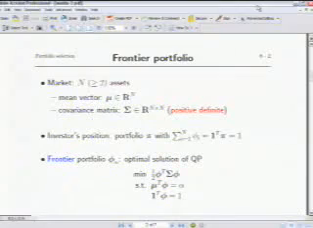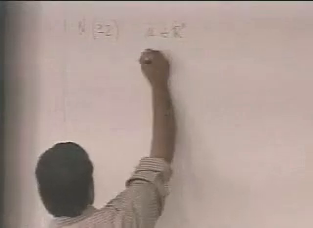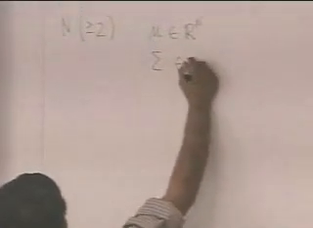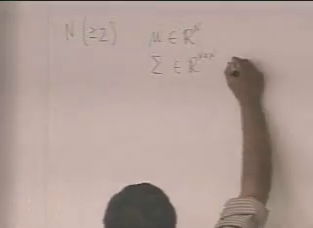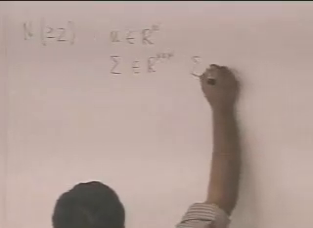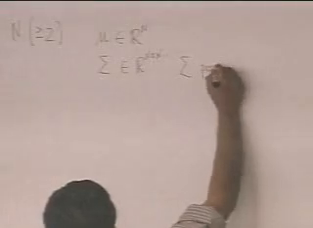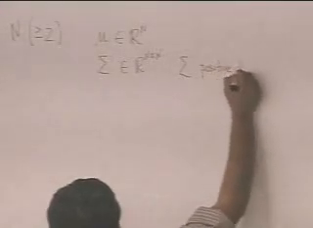And N will be assumed to be greater than or equal to 2. There are at least 2 assets in the market. They are characterized by a mean vector mu, which is in R^N, and a covariance matrix sigma, which is in R^(N times N), and also I'm assuming that sigma is positive definite. It's not just positive semi-definite, it's in fact positive definite.